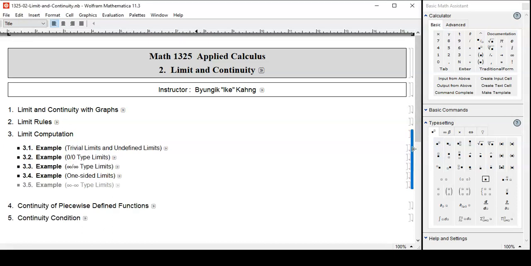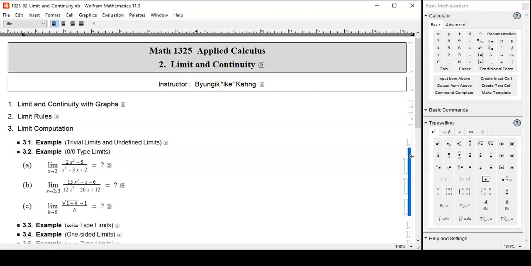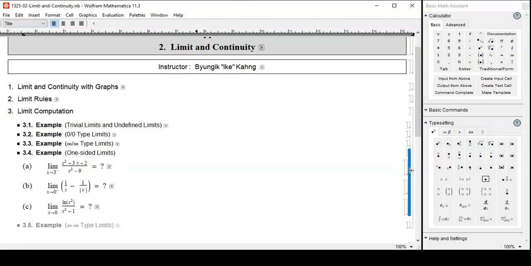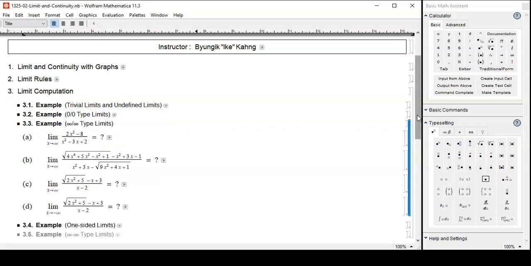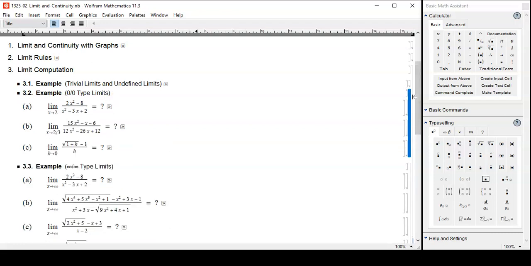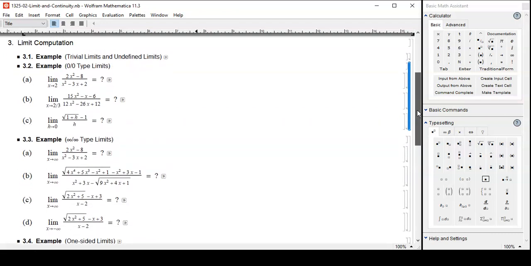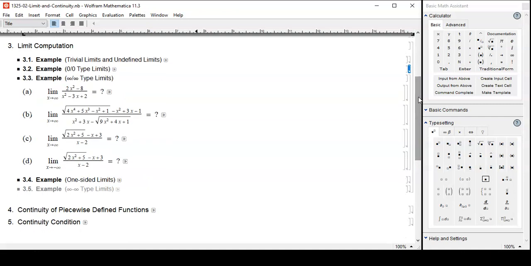Previously we discussed the trivial limits, not very important. 0 over 0 type limits, very important. And one-sided limits, moderately important. Now the final topic is infinity over infinity type limits, and this one is equally as important as 0 over 0 type limits. Note that both are in fraction forms. We're done with 0 over 0 type, so let's discuss infinity over infinity type.